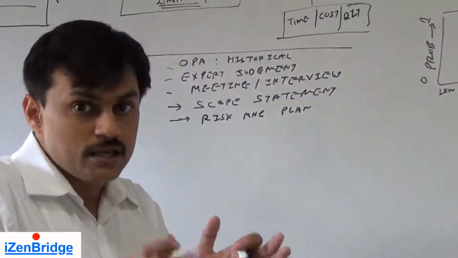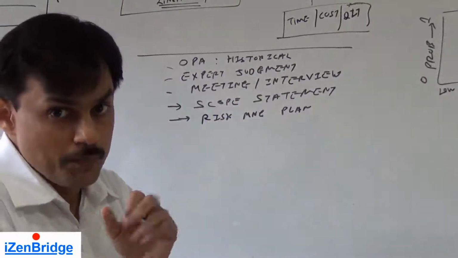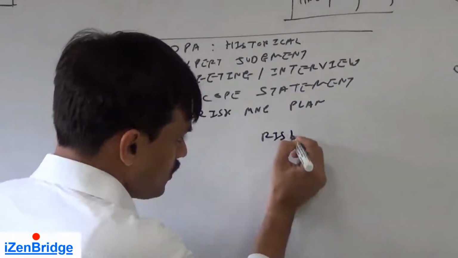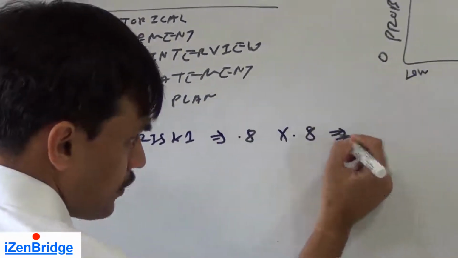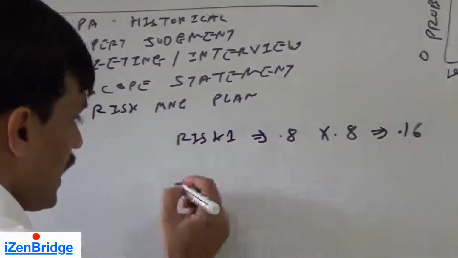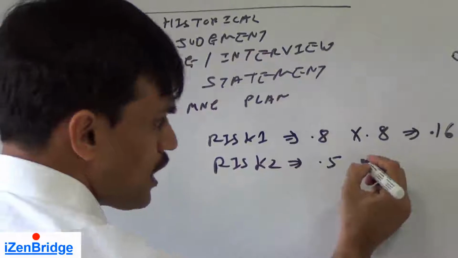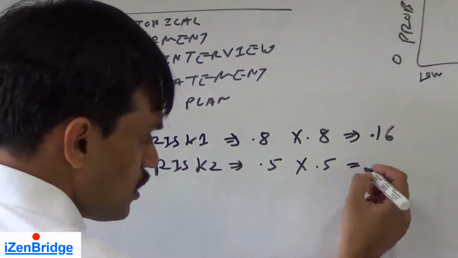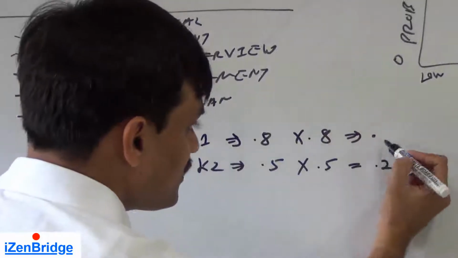Now, these two risks need to be ranked. Which one is of higher priority and which one is of lower priority? So we may give a number. For example, the first risk has a probability of 0.8 and an impact of 0.8. If I am using direct multiplication, it generates 0.64. The risk 2, the regression test environment, may have a probability of 0.5 and an impact of also 0.5, and it generates 0.25.